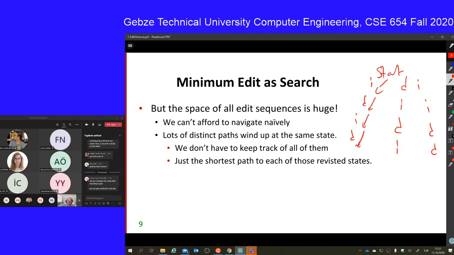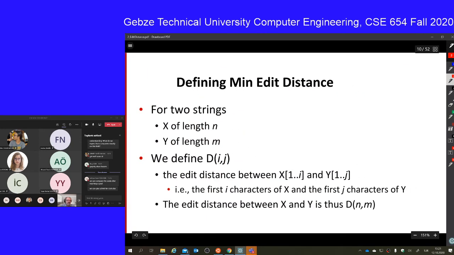Our solution is going to use not state space search, but dynamic programming. And for dynamic programming, the idea is don't solve the same problem over and over again. Instead, always remember whatever you have solved up to now, and keep them in a table. So that's the idea.